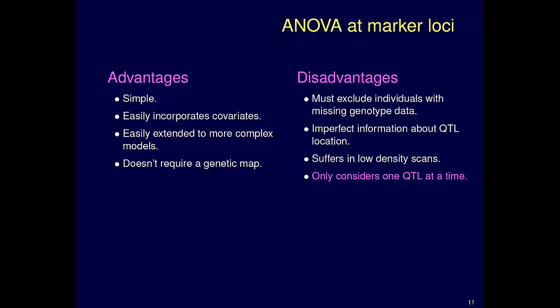In practice, for more modern data where we have lots of markers, it's the missing data at a given marker and having to omit those individuals. That's really the main disadvantage that we want to deal with. But probably the biggest disadvantage is that you're really thinking about one QTL at a time.